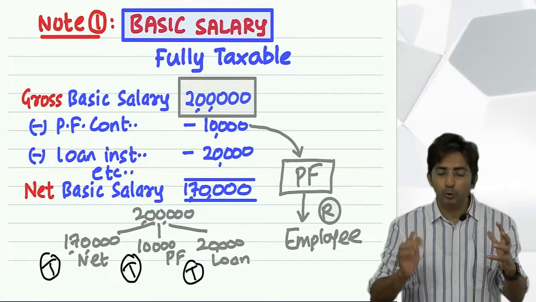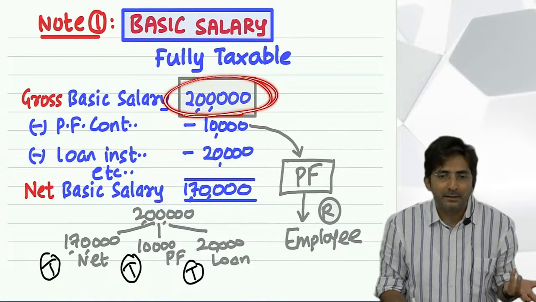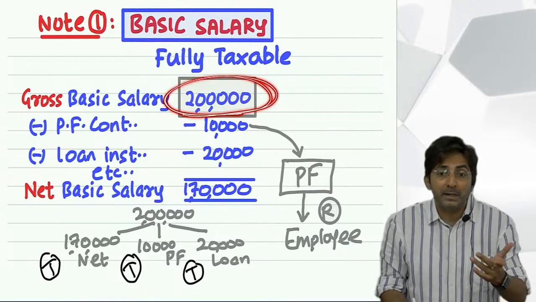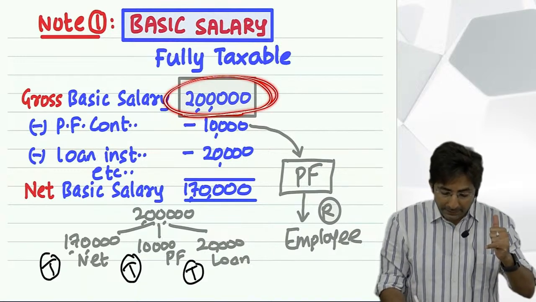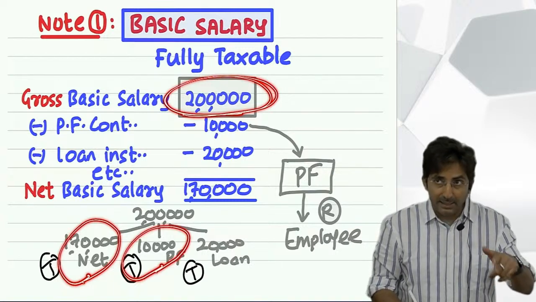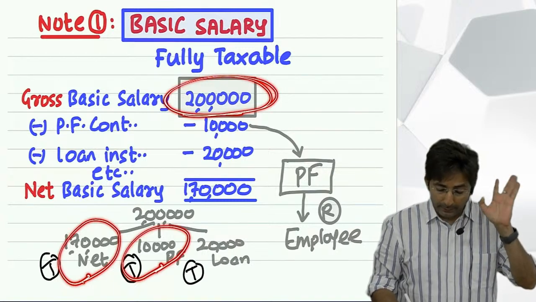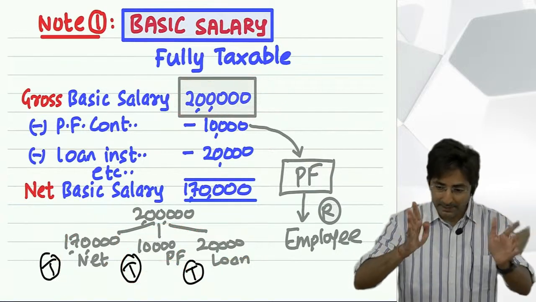See, basically we should be convinced that eventually I am getting the benefit of the full 2 lakhs. But the difference is past, present, future. What do you mean by this? 170 I am enjoying in the present. 10,000 I will enjoy in the future. 20,000 I enjoyed in the past. But you enjoyed, then pay tax.